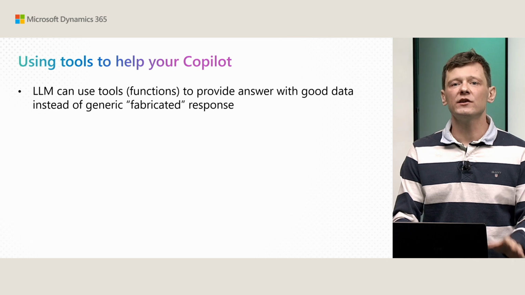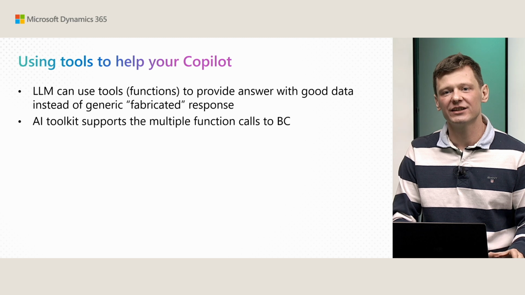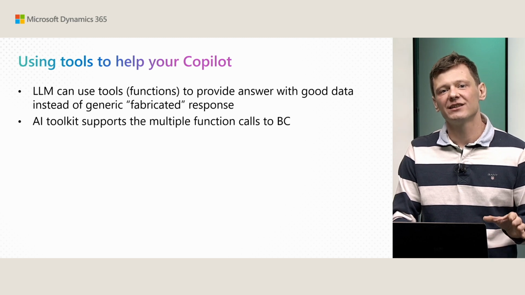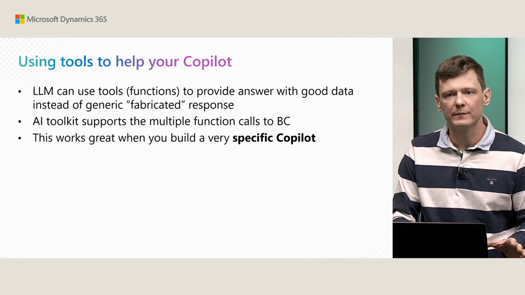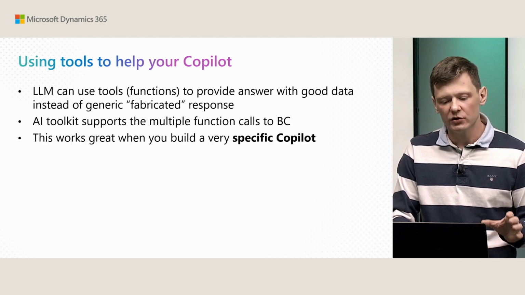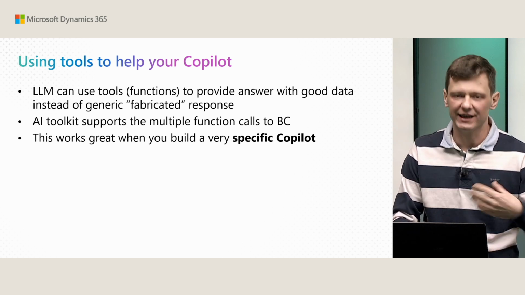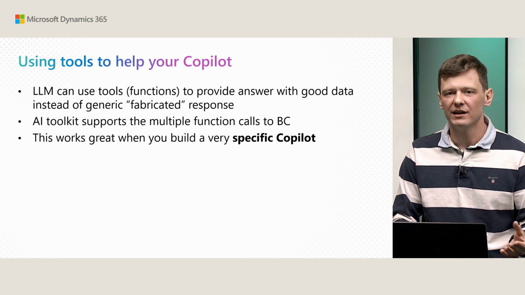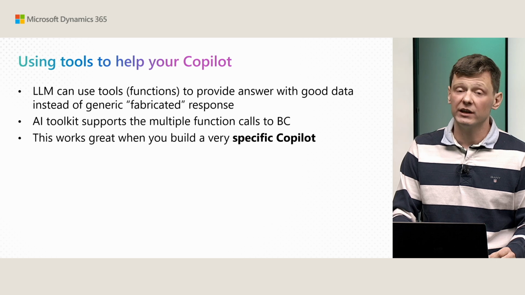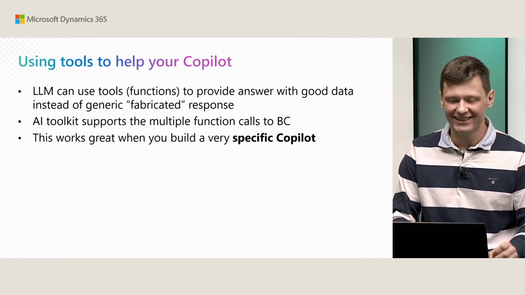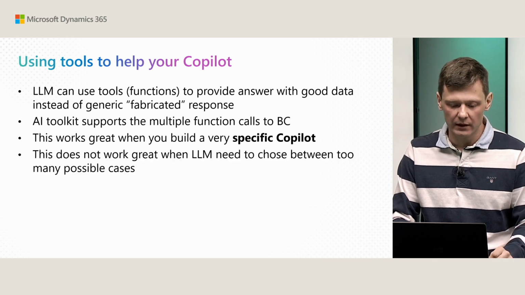So using tools helps your Copilot to deal with fabrication. In the Business Central AI Toolkit, we support multiple function calling, a small thing but important. Our recommendation is that you try to build a very specific Copilot. You can build a Copilot to help out with pricing, or about order status. But if you want to build a God Copilot which can help you with everything, you probably don't have enough technology for now to deal with that. So you want to stay humble and smaller.